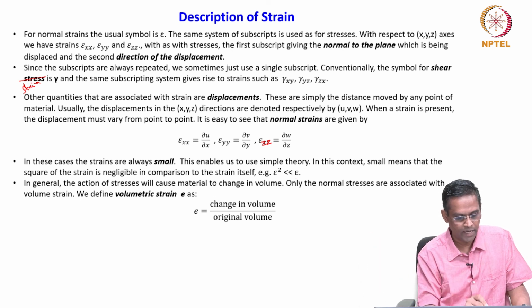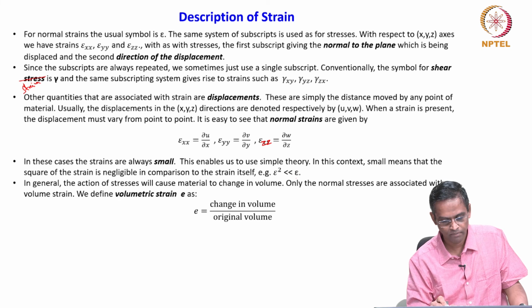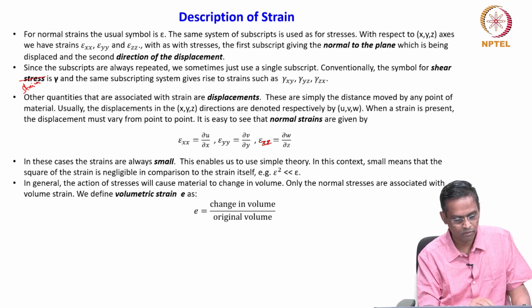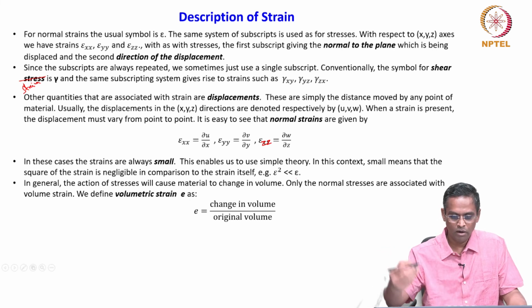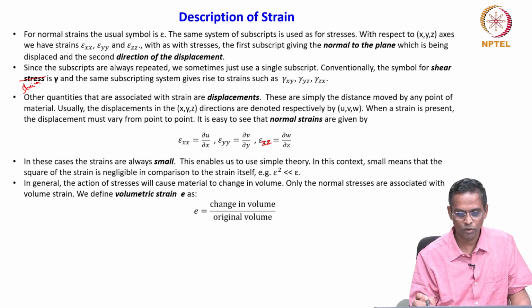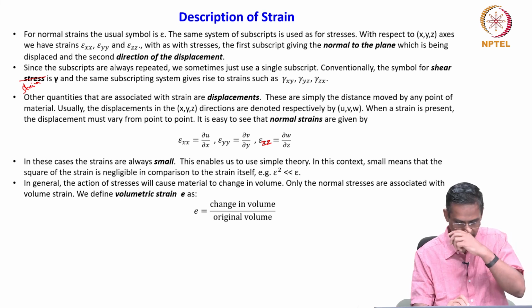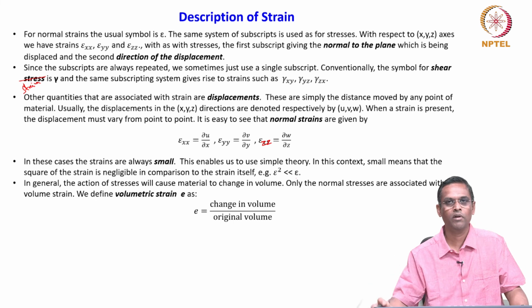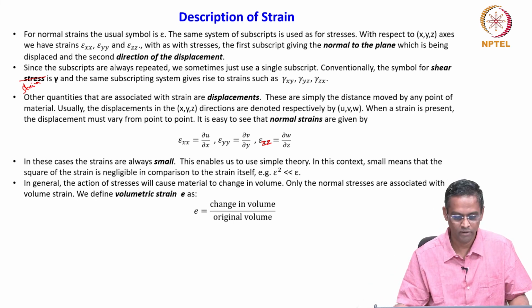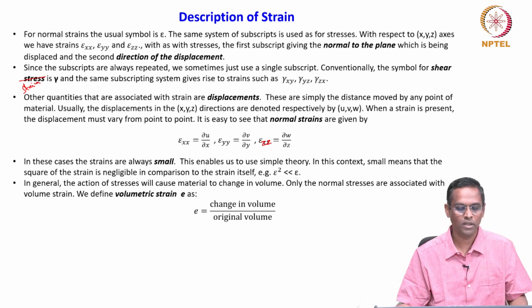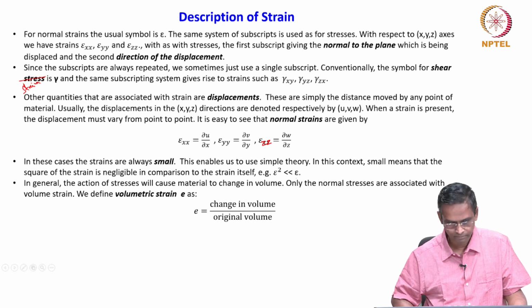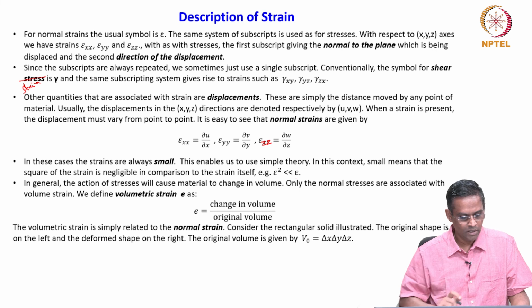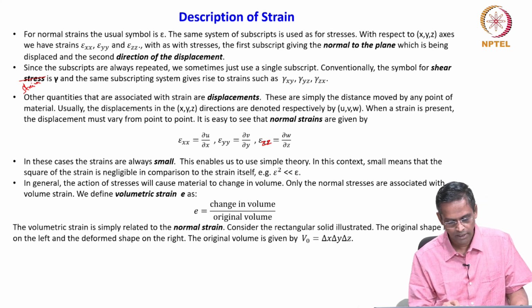In general, the action of stresses will cause material to change its volume. Only the normal stresses are associated with the volume strain. We define volumetric strain E as change in volume divided by original volume. So, we are bringing now a little more detail as compared to normal strain, or later on we will also see engineering strain. We will come to that, but even before going into other details about normal strains, now we are talking about volumetric strain, right. The volumetric strain is simply related to the normal strain.